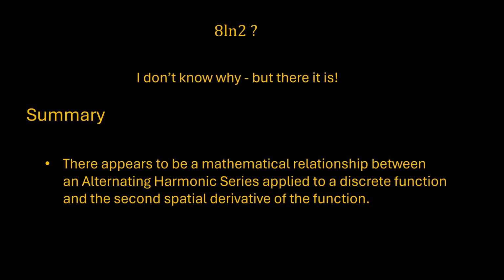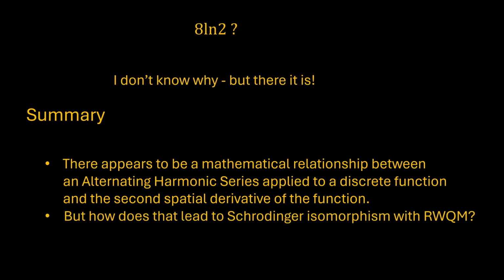Anyway, in summary, we have certainly been able to show that there is a mathematical relationship between an alternating harmonic series applied to a discrete function and the second spatial derivative of the function. Or, as I pointed out above, the same relationship applies to an alternating discrete function and a non-alternating harmonic convolution. While this is satisfying, it is not immediately apparent how such a relationship is leading to the agreement between the real-wave quantum mechanics and Schrodinger results. So let's look at this now.